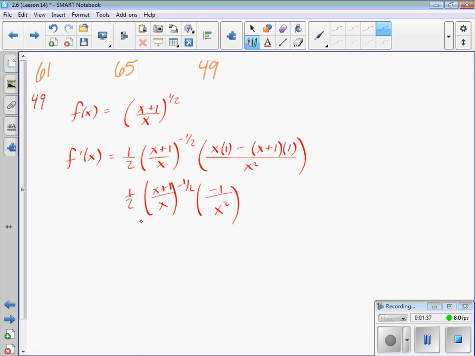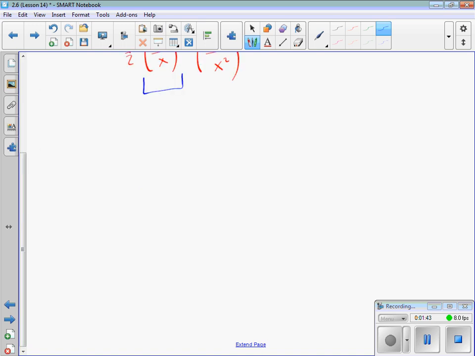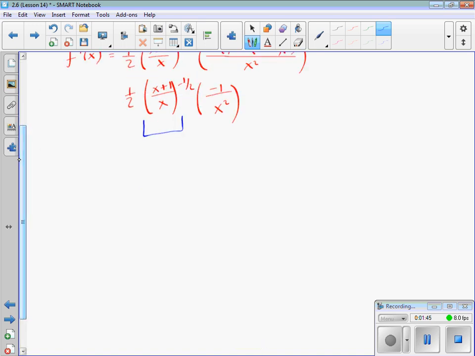So now we've got this piece here. And this is the part where you may not have known how to simplify it. But if you just look at this piece here, isn't this x plus 1 to the negative a half over x to the negative a half? And if I want to get rid of the negative a half, what do I do with this? Move it to the denominator, and what would I do with this? Move it to the numerator. So this is equivalent to x to the half over x plus 1 to the half.